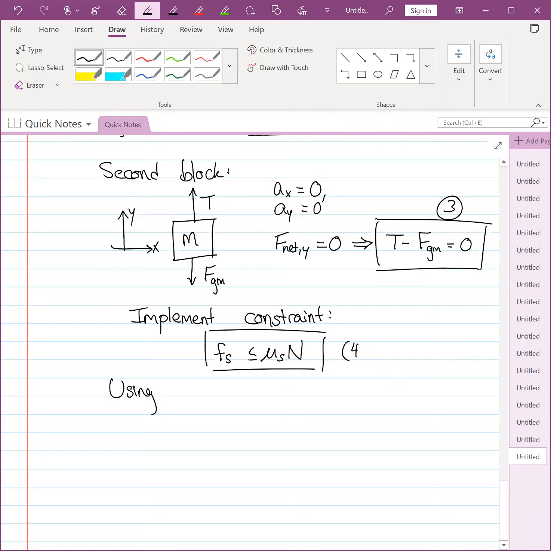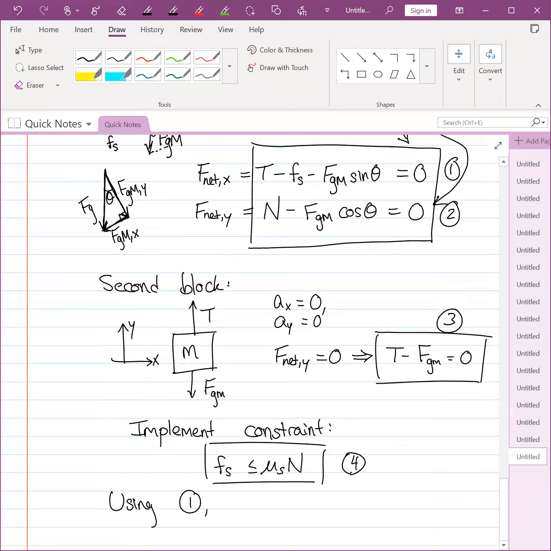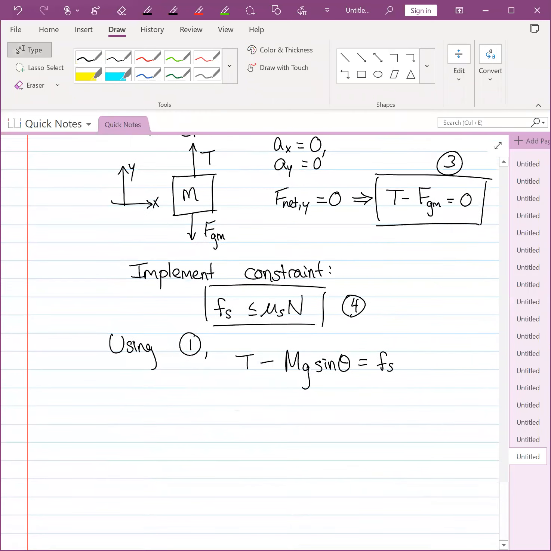Call this 4. Using equation 1, we have that T minus Mg sine theta, where I'm just writing capital Mg for the gravitational force, is equal to F sub s. And we know F sub s is less than or equal to mu sub s times n. So that gives us that T minus Mg sine theta is less than or equal to mu sub s times n.